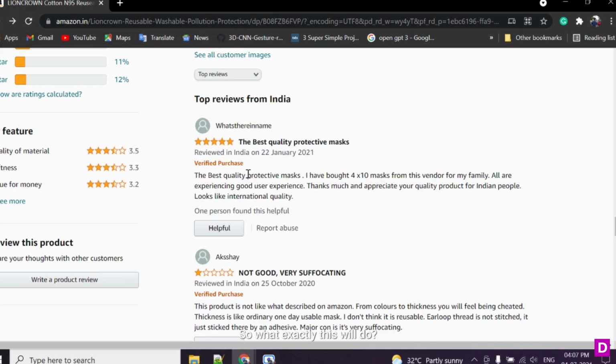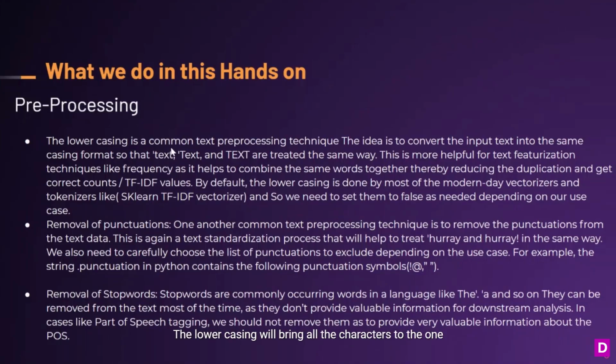So what exactly will lower casing do? It will bring all the characters to one common standpoint, that is lowercase. Sometimes when we start building a model, the model might get confused with the capital letters or the small letters. To eliminate that confusion, we convert all the text into lowercase.